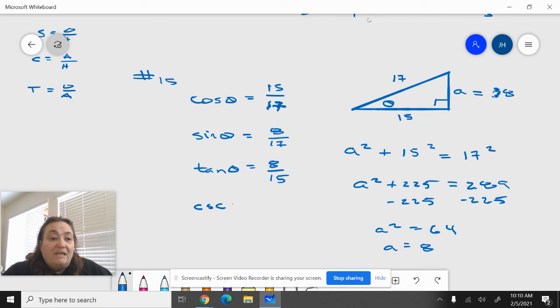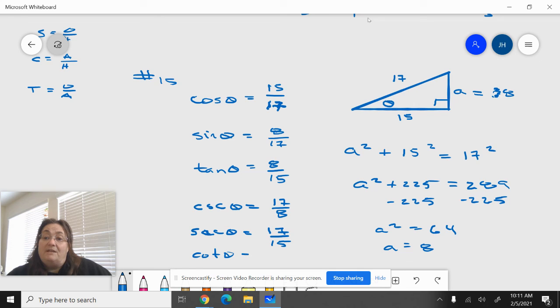Cosecant is the inverse of sine. You'll want to think that it's the inverse of cosine because they both start with co, but it is not. It is the inverse of sine, which means we are just going to flip over whatever sine is, 17 over 8. Next, we have secant, which is the inverse of cosine, so that's going to be 17 over 15. And last but not least, we have cotangent of theta, which is just the inverse of tangent, so it's going to be 15 over 8.